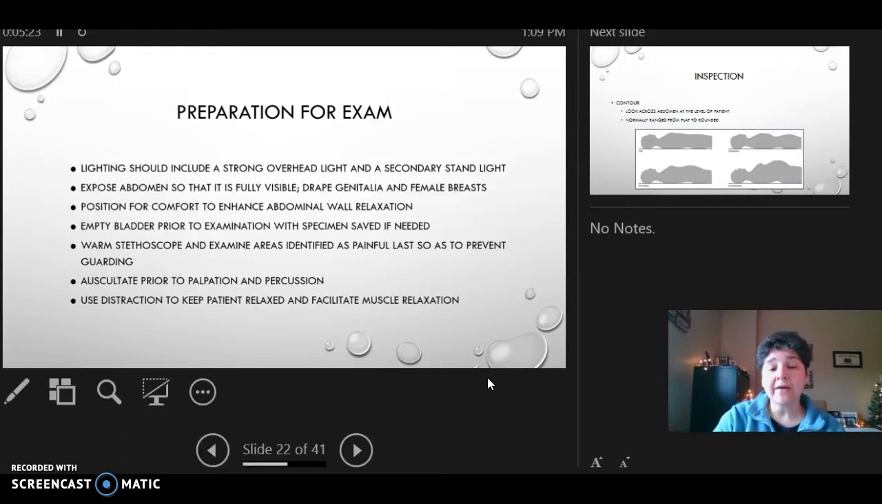So if they say they have lower right quadrant pain, you're not going to examine that until the very end, because they're going to tense up, and that's going to cause problems with the other areas of the abdomen as well.